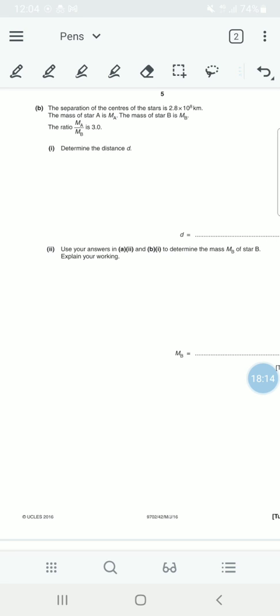Now the second part, use your answers in A2 and B1. In A2, we got omega to be 4.98 into 10 to the power minus 8 rads per second. So now, how are we going to connect this with the mass of the second star, the B star?